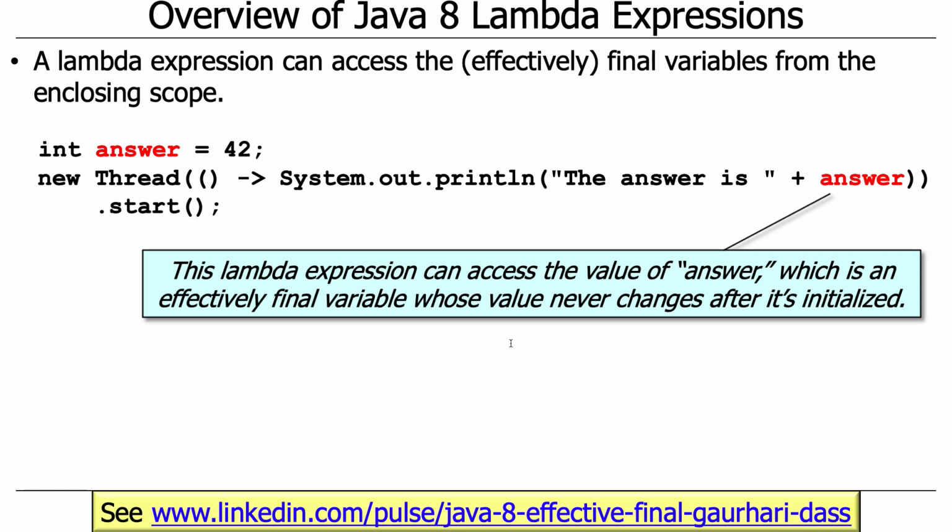An effectively final variable is simply a variable whose value doesn't change after it's initialized. So it's not declared final. We could say final int answer, but we don't have to. But this is effectively final because it doesn't change between the point where it's assigned and the point where it's actually used.